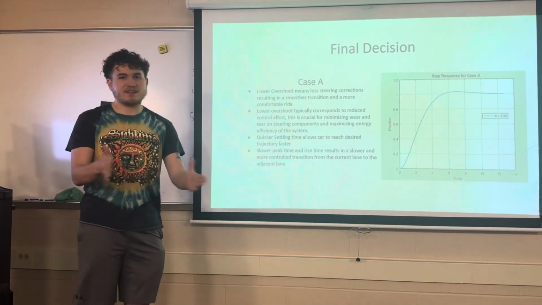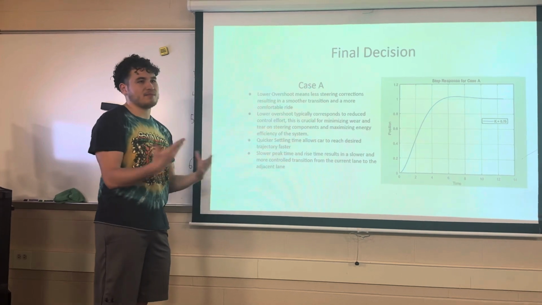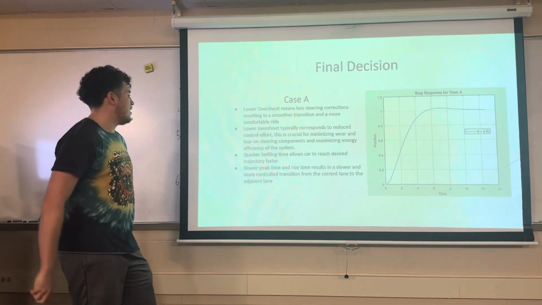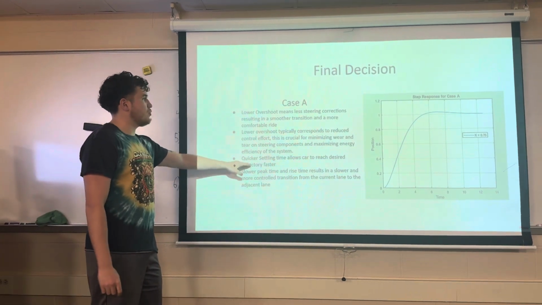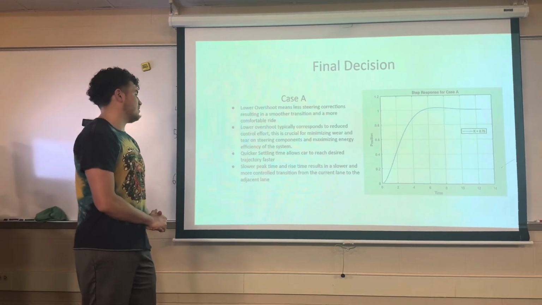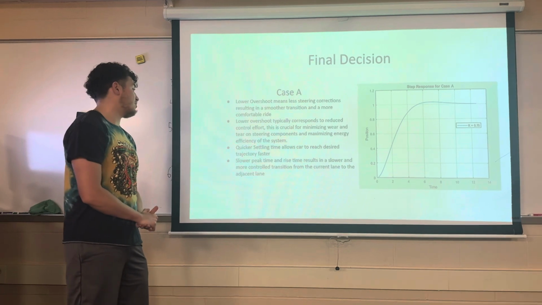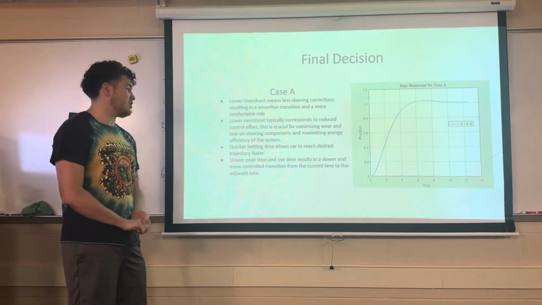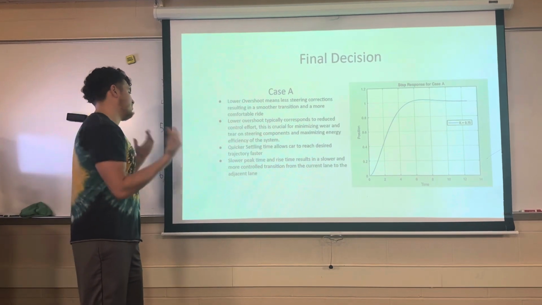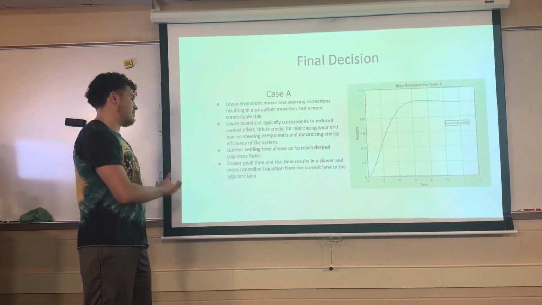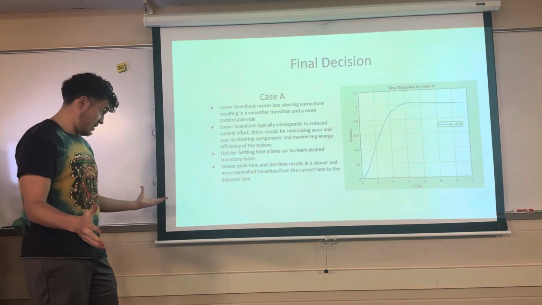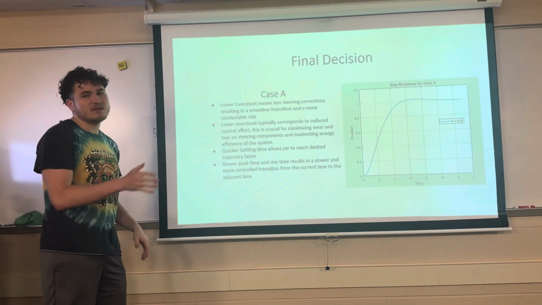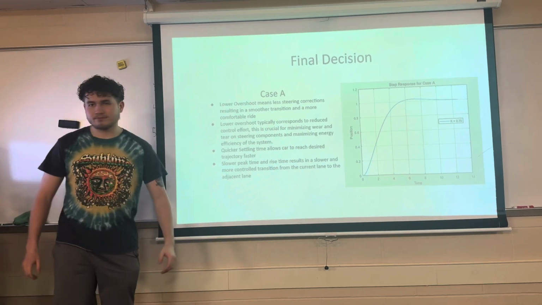Of course, correcting back into the lane happens less, or at a lesser magnitude. The quicker settling time for case A also allows the car to reach its desired final steady state faster, which is what we want when changing lanes. And then we do get a slower peak time and rise time, but it does mean that we get a slower, more controlled transition from its current lane to the adjacent lane.